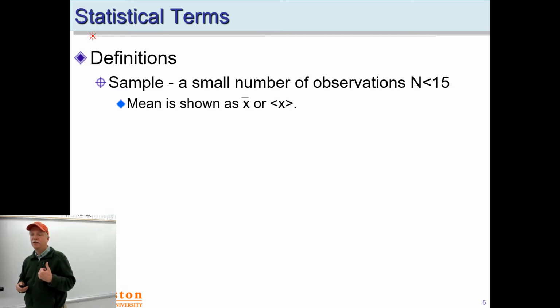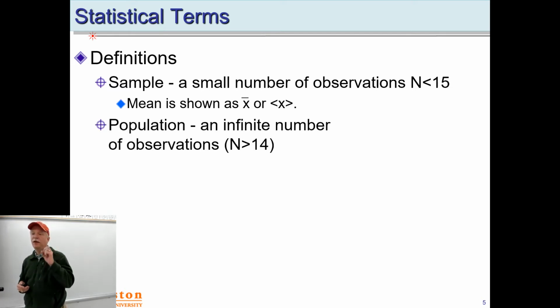And a population, of course. The symbols for a sample would be X bar or X in angle brackets. So whenever you see me write X bar or X in the angle brackets, I'm talking about the mean. Or if you put angle brackets or a bar on anything, like if I'm measuring density and I put density bar, that would be the average density, or density in angle brackets, that's the average density. Okay. And then a population would be an infinite number of observations, or 15 or more.